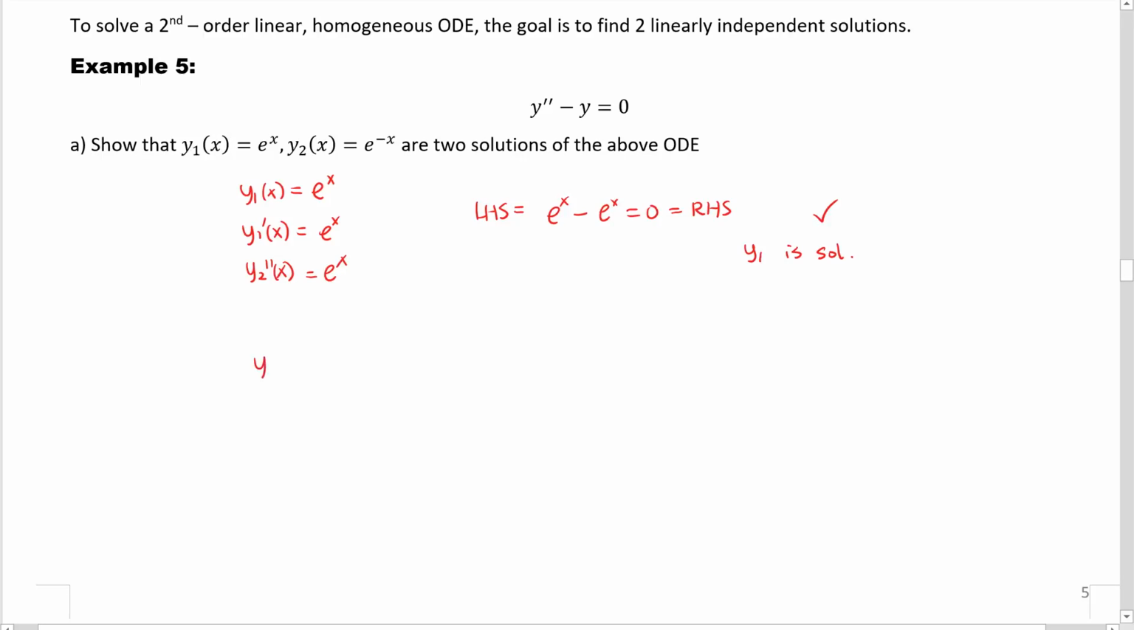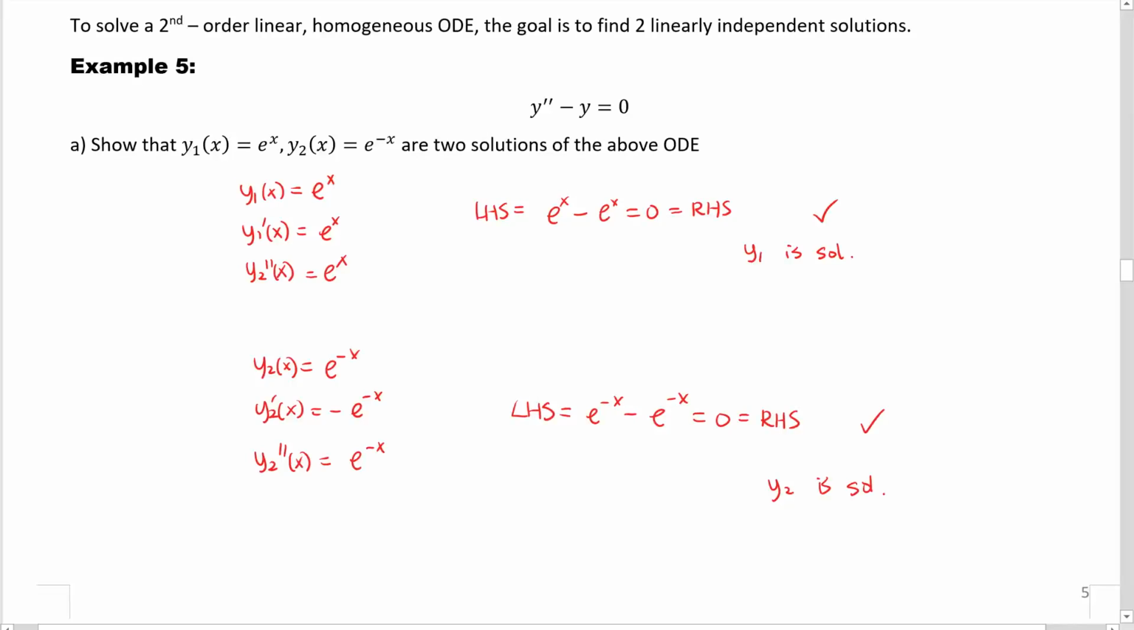How about y2? y2 of x is e to the minus x, y2 prime of x is minus e to the minus x, and y2 double prime is negative times negative, which is positive. So the left-hand side is e to the minus x minus e to the minus x, and we also get 0. Yay! So y2 is also a solution. To check that a function is a solution is very easy: we just plug it in. But given a differential equation and asked to find the solution, this is challenging. All right, let's continue.